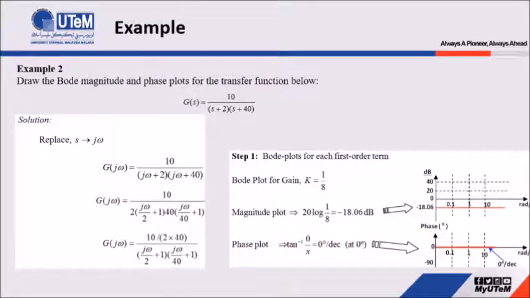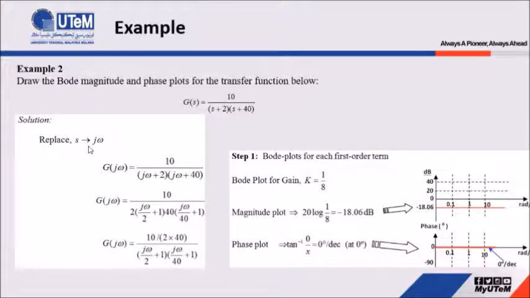Now let us look at another example. Draw the magnitude and phase plot for the transfer function below, where G(s) is equal to 10 divided by s plus 2 times s plus 4. We use the same procedure.